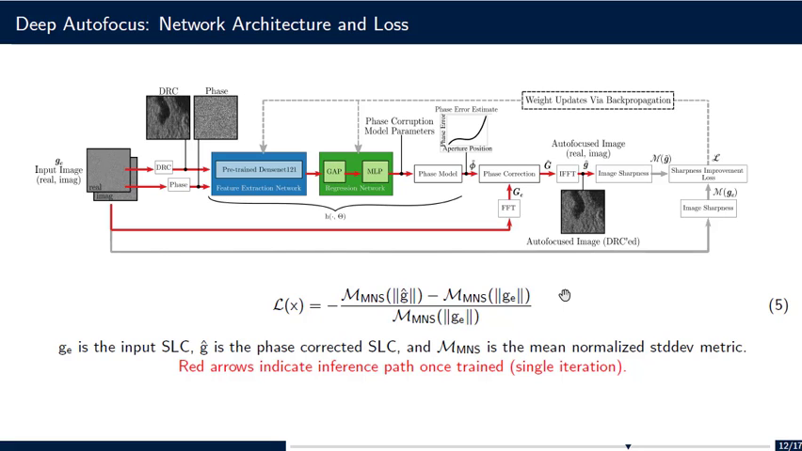What is nice about this algorithm is that during training, I compute this loop many times over all the training data, but during test time or inference, I only have to compute the forward path once, which is shown here in these red arrows. This makes the algorithm very fast to deploy in a real system.